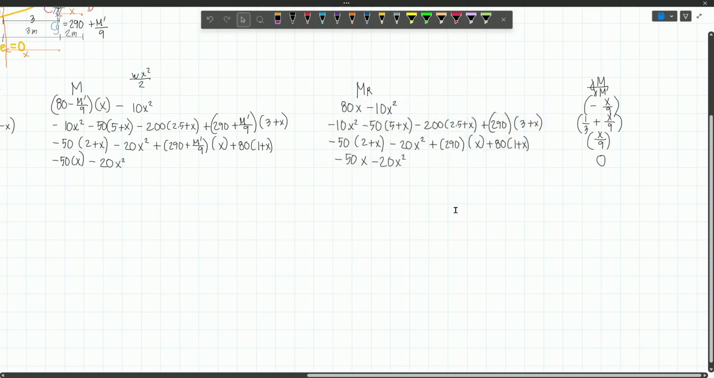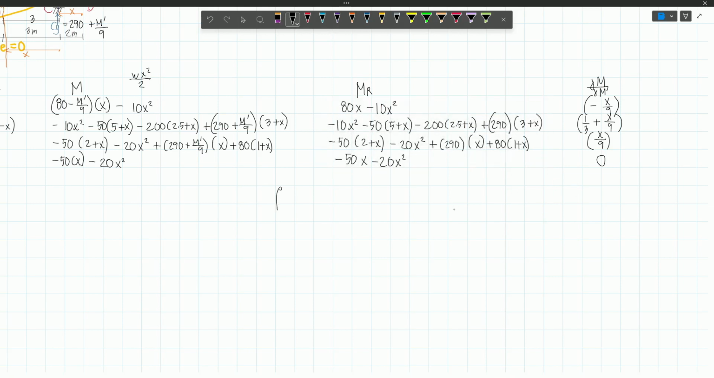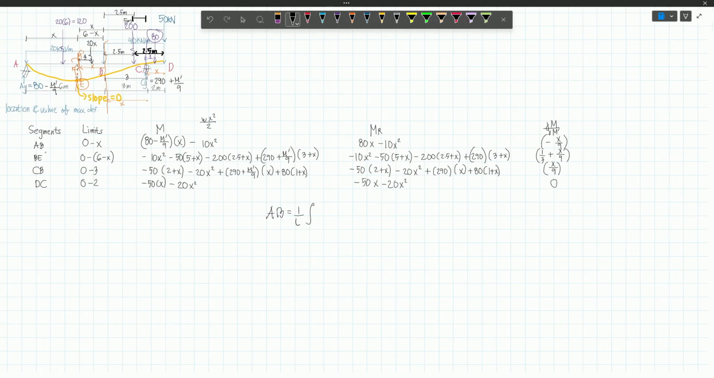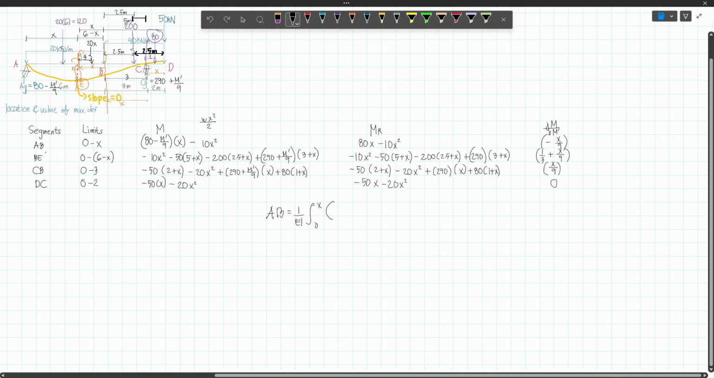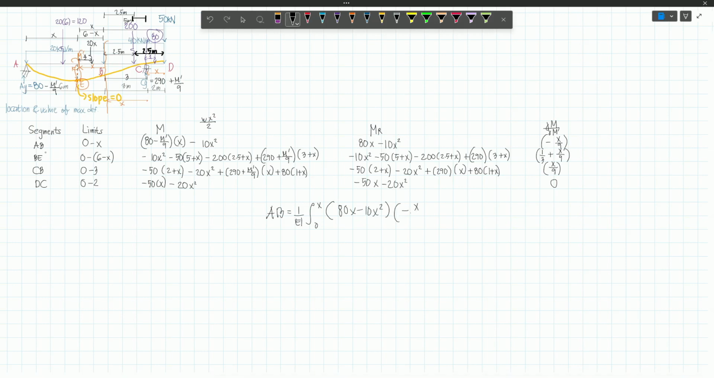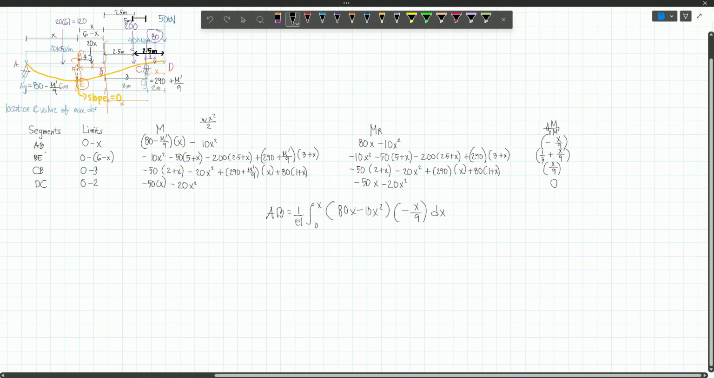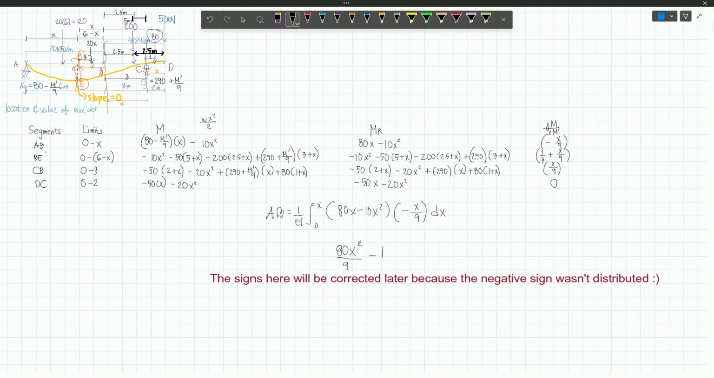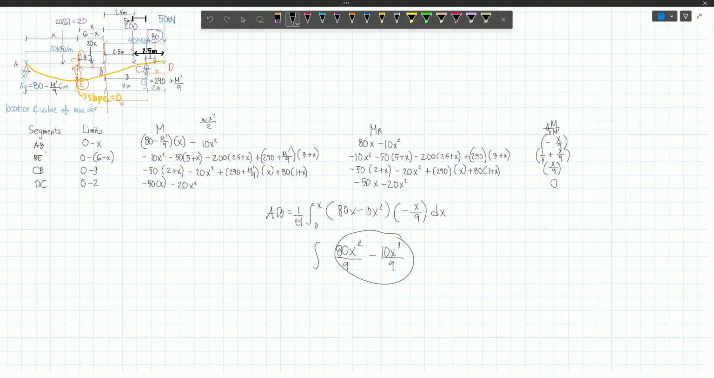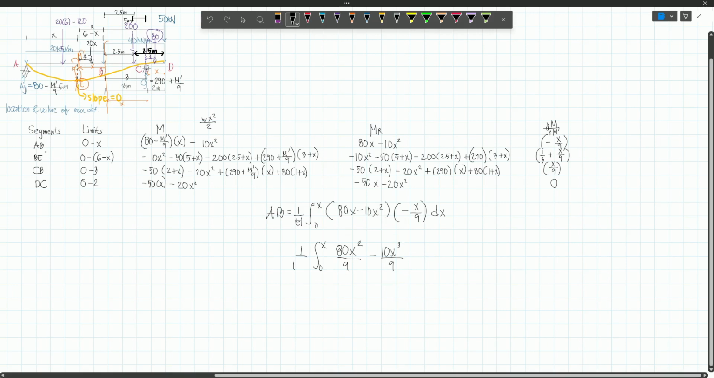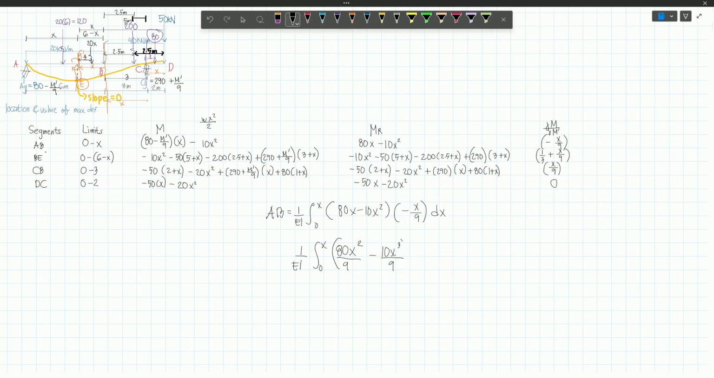So again, for the first segment, AB, we have 1 over EI and then limit from 0 to x. And then we have MR, which is 80x minus 10x squared multiplied by negative x over 9. And then we have dx. Now, if we expand this one, we will have 80x squared over 9 and then minus 10x cubed divided by 9. And so we will be integrating this function from 0 to x. 1 over EI and then this will have dx.